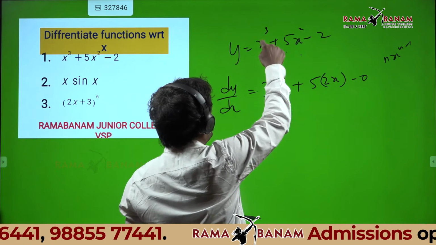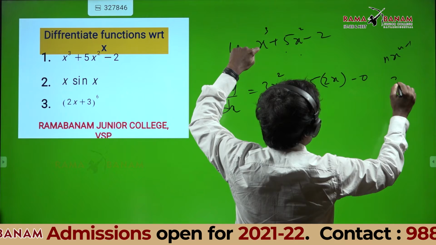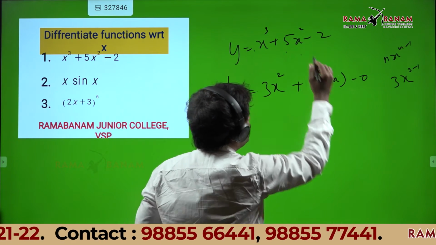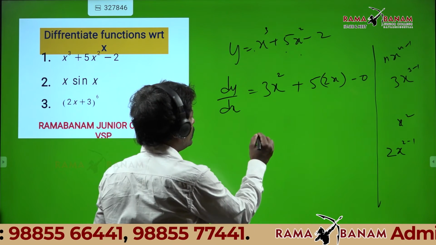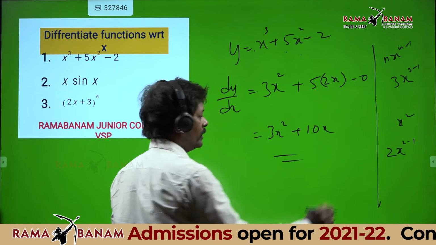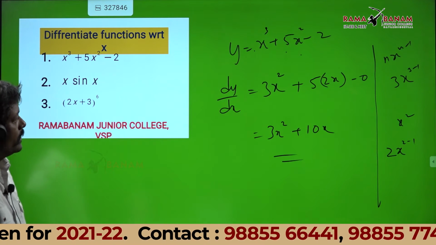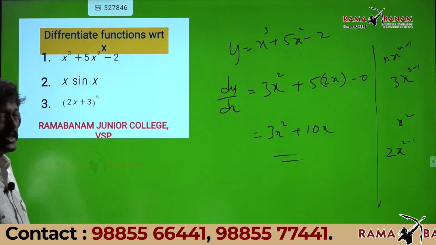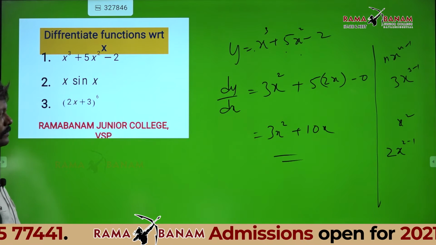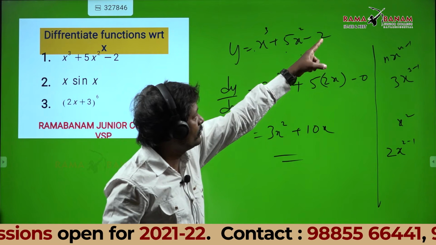So how did I get x cube? For the students who don't know, I am saying 3 you bring it here, x power 3 minus 1, so 3x square. Similarly x square, 2x, so this comes to how much? 3x square plus 10x. Write down that. So the answer is 3x square plus 10x. Constant derivative is 0. Pure constant derivative will be 0.